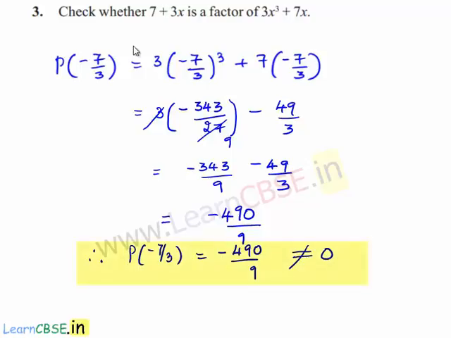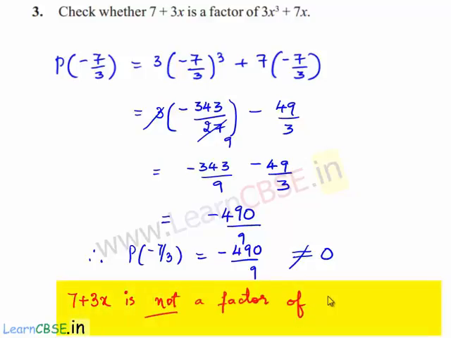In the beginning, it was said that 7 plus 3x is a factor of 3x cube plus 7x if and only if it divides it, leaving no remainder. But here we got the remainder, which is equal to minus 490 by 9. So we can say that 7 plus 3x is not a factor of the given polynomial, which is 3x cube plus 7x.